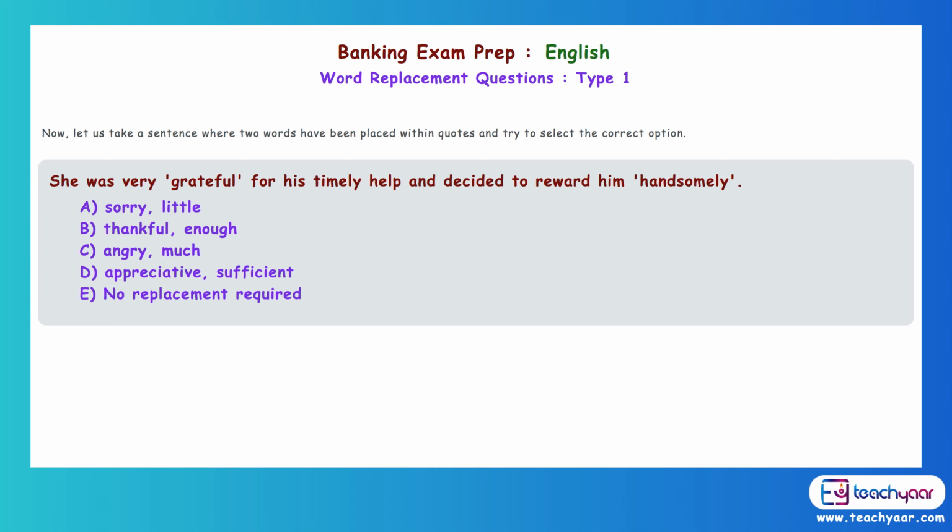Now we move on to one more sentence. She was very grateful for his timely help and decided to reward him handsomely. 2 words, grateful, handsomely. Now when you read this, what do you feel? She was very grateful because when somebody helps you, and what kind of help was it? Timely help. When the person needed help, when the lady needed help, she was given that help. So she was very grateful for his timely help. So what did she decide to do? She decided to reward him handsomely.